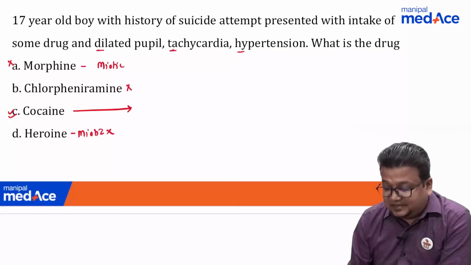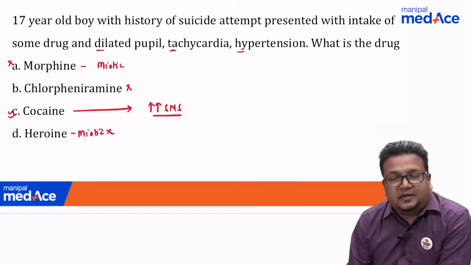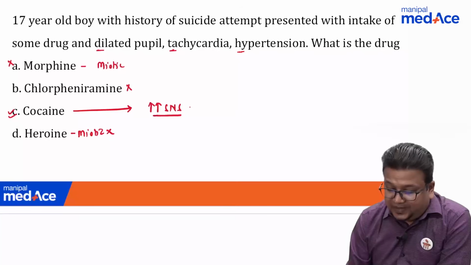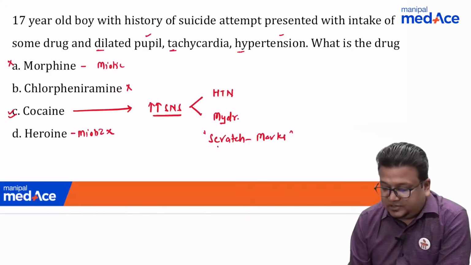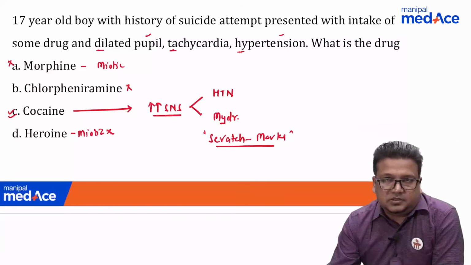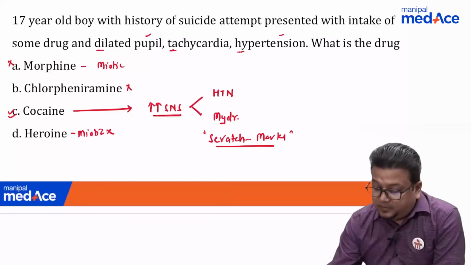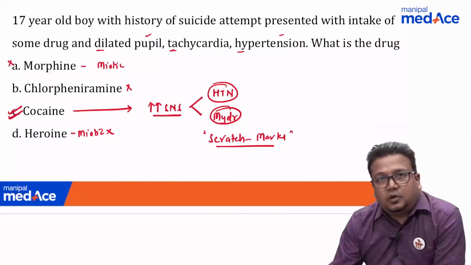Cocaine we all have discussed. It's a drug which increases the sympathetic nervous system activity. It's an indirectly acting adrenergic drug. So in excess of cocaine, we are likely to see hypertension and mydriasis. Plus, generally, if there is a history of cocaine abuse, then patients will have tactile hallucinations leading to scratch marks. But since there is no history of abuse here, there is a history of suicide attempt, so scratch marks may not be present. But mydriatic pupil along with hypertension and tachycardia suggests it was a case of cocaine overdose.